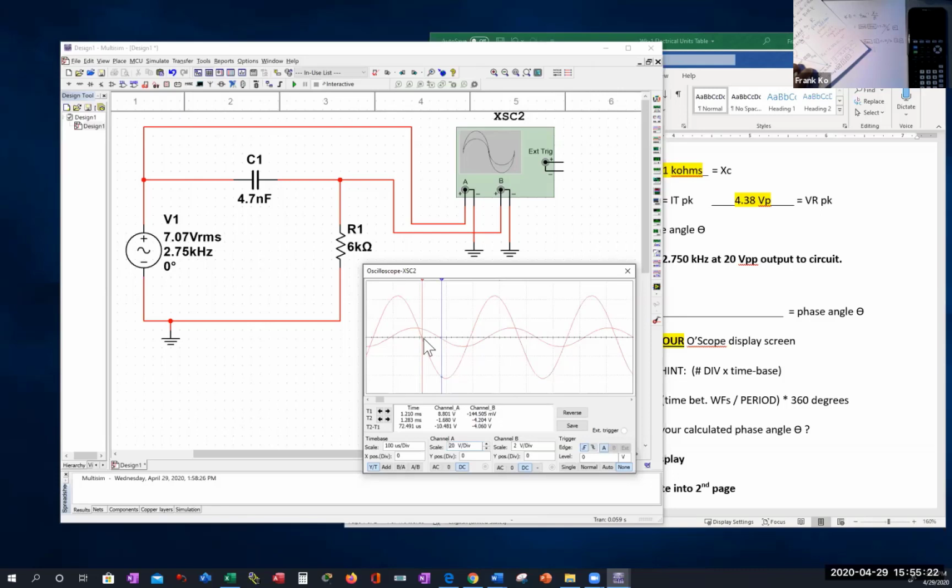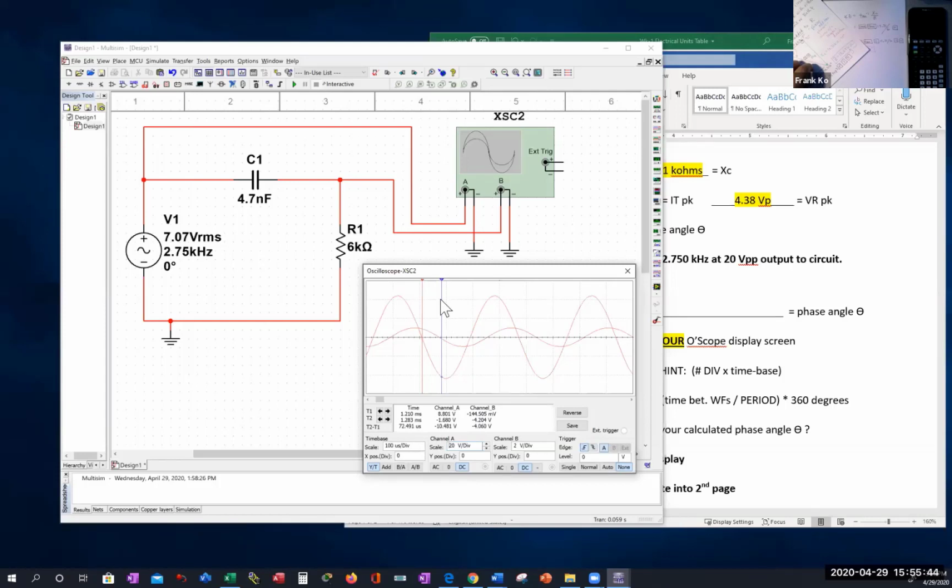These are called crossover points, where one waveform crosses over the zero line, and the other waveform crosses over the zero line. The best that I can approximate right now, what is shown as my difference of time between these two? 72.491 microseconds. Does everybody see that?